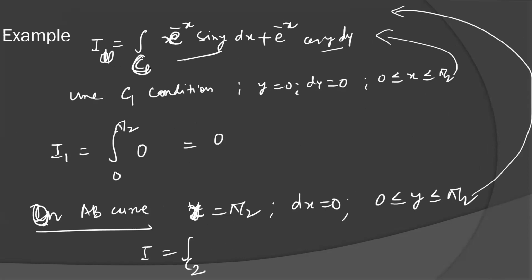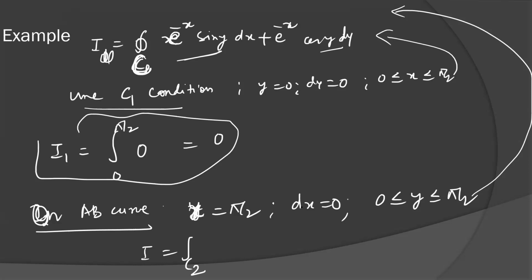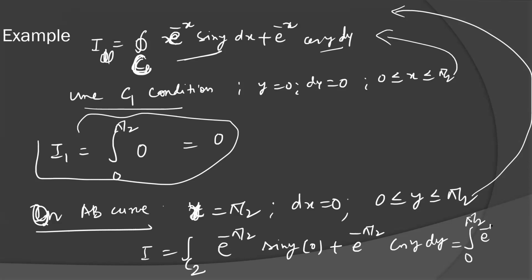This is your I on curve C2. Then put the values. So if you put the value of x equal to pi by 2, it will be e to the power minus pi by 2 sin y, and dx is 0, plus e to the power minus pi by 2 cos y dy, and the limit of y is 0 to pi by 2 only. So e to the power minus pi by 2 cos y dy. Integration of cos y is sin y, e to the power minus pi by 2 you can take outside. Sin pi by 2 is 1. So it is equal to e to the power minus pi by 2 only.